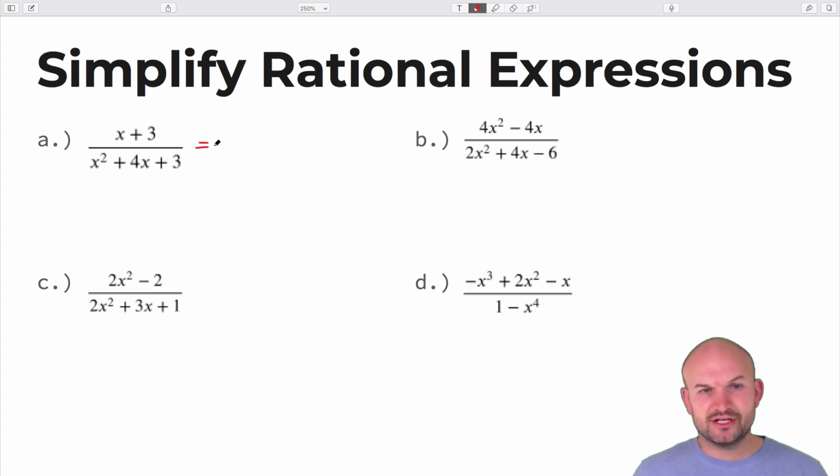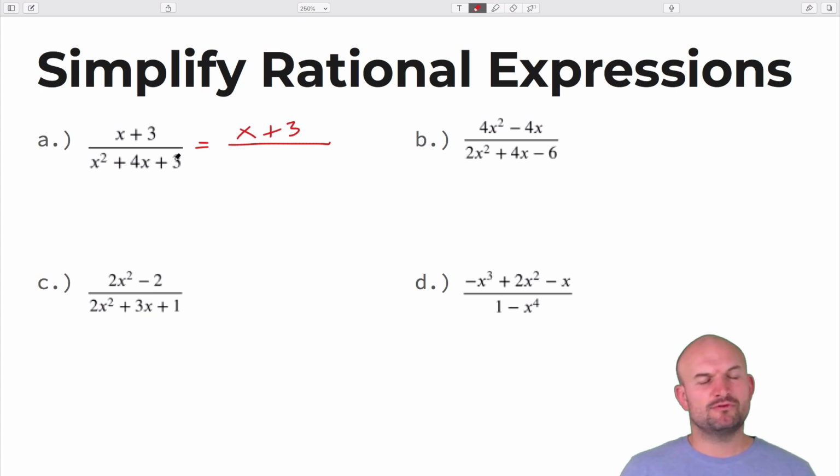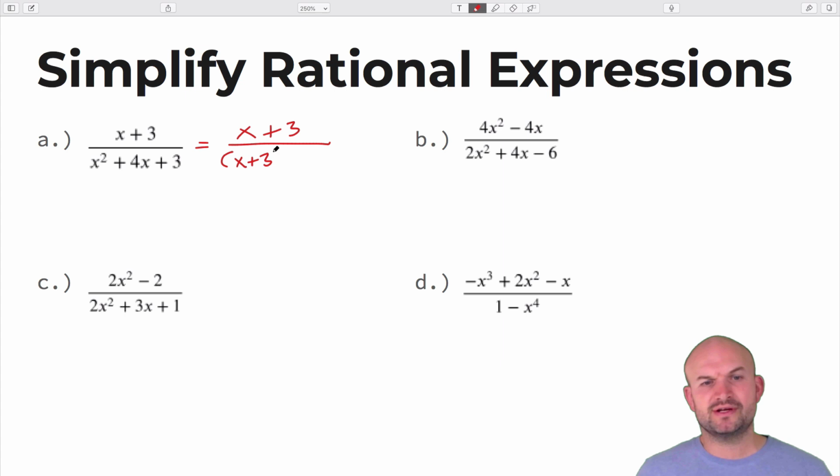So there's really nothing else I can do in the numerator here. So that's just going to be left as x plus 3. However, in the denominator, I see that this is a quadratic trinomial. Thinking of what 2 numbers multiply to give me 3, add to give me 4. I'm thinking x plus 3 times x plus 1.